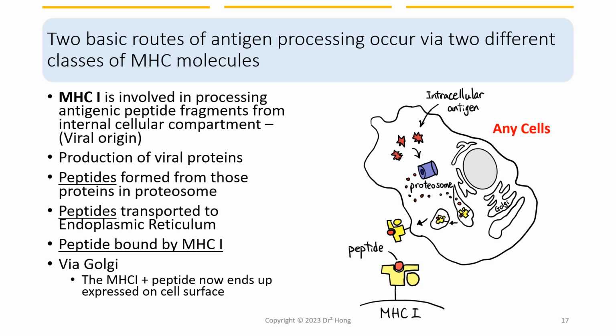Any cells here means any cells that are infected by the virus. The figure here illustrates how the MHC class 1 molecule is expressed on the cell surface. The picture is trying to illustrate the difference between MHC class 1 and 2: you can imagine there are two attaching points to the cell membrane for MHC class 2, and MHC class 1 has one attaching point on the cell membrane. So that would be the graphical difference between those two classes of molecules.